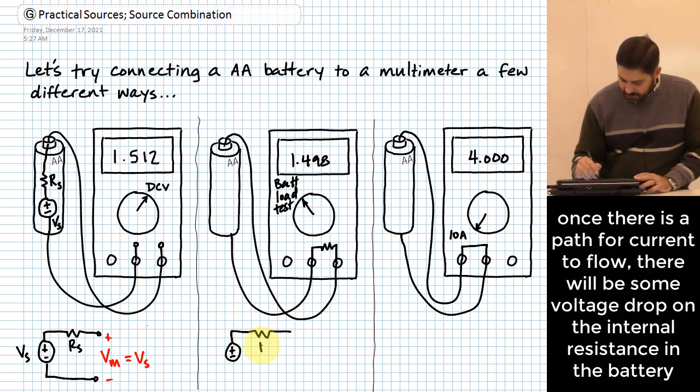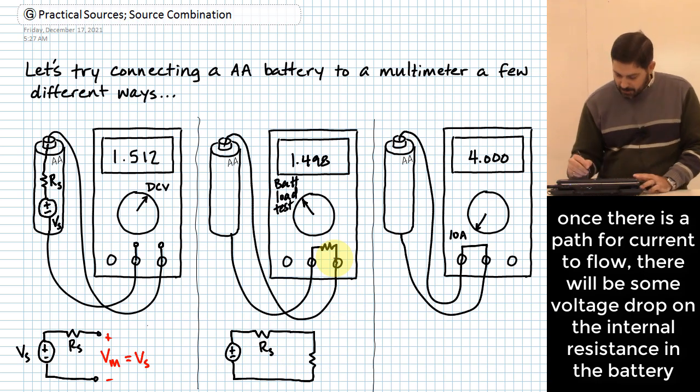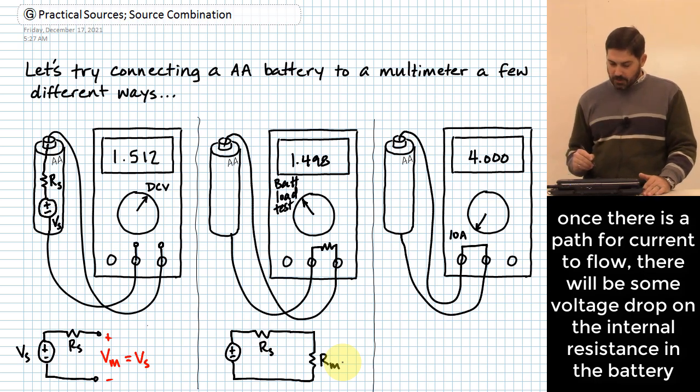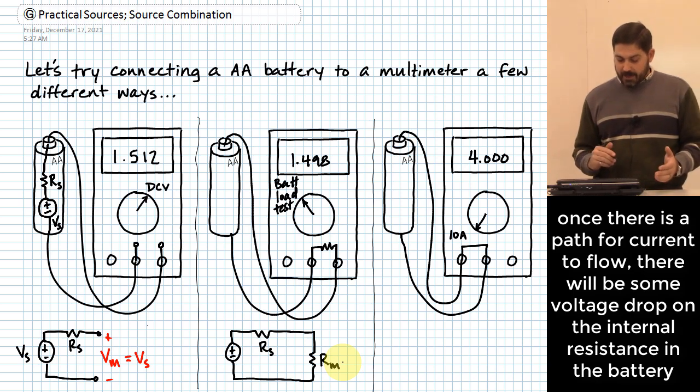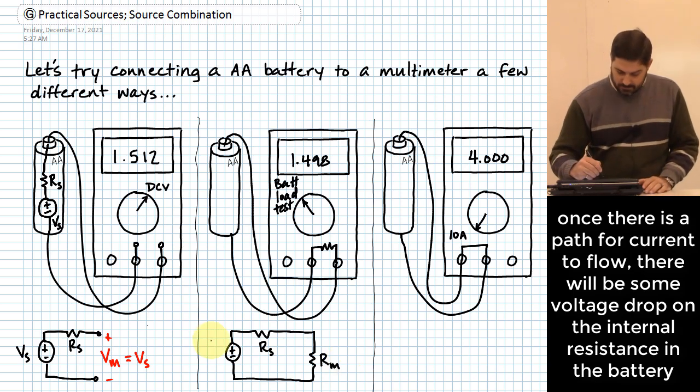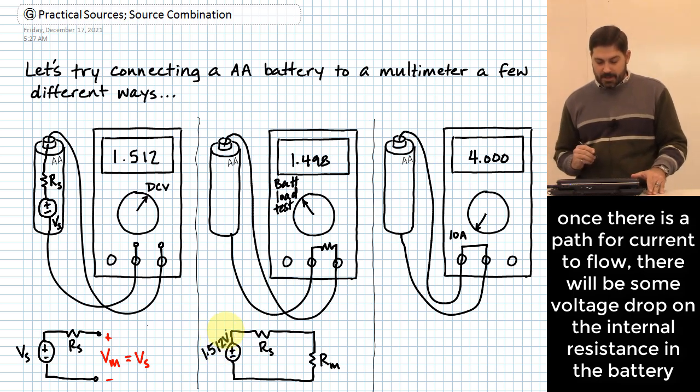Here I've got my RS again. And now what do I have it going through over here? This is the resistance that is set up inside of that multimeter. So maybe I'll call that R sub M. That's the resistance of the multimeter in that mode. Now what would I say I probably have for my actual ideal voltage source that's inside the battery? Still 1.512 volts probably, or something like along those lines.